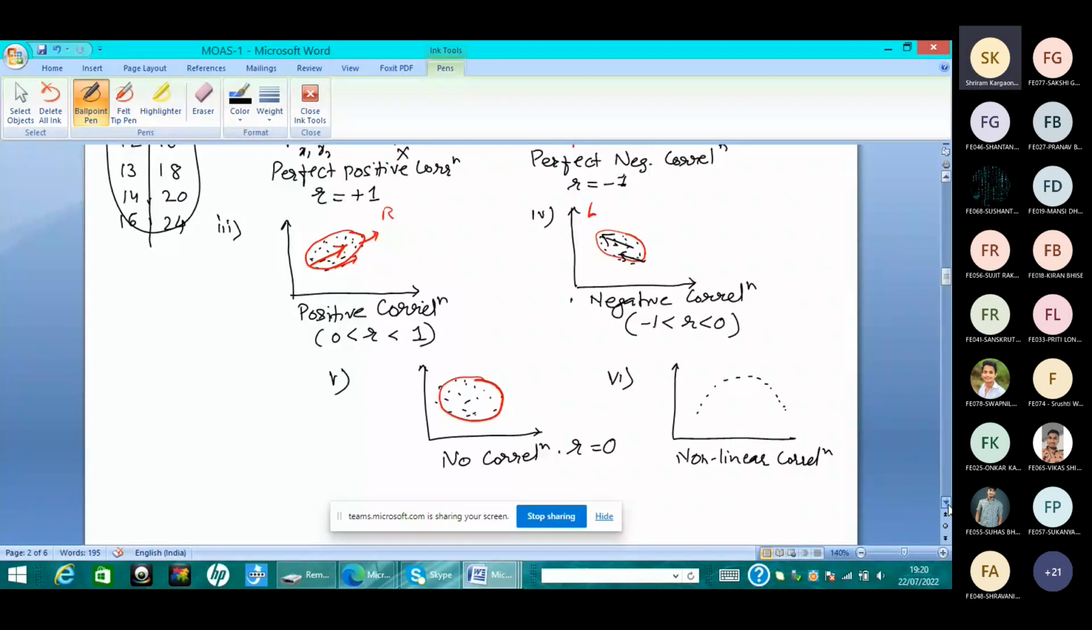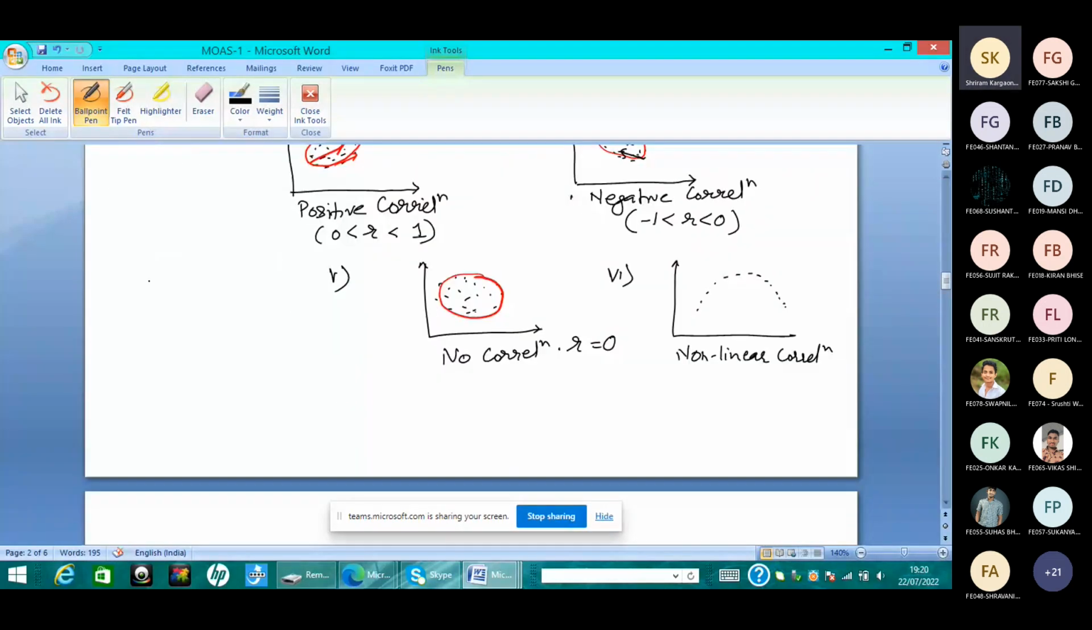Whenever you study the correlation using a scatter diagram, it does not give you the magnitude of correlation. This is just like your results being declared and you only know whether you are pass or fail, but you do not know how much marks you got in a particular subject or what percentage you have got. You just came to know that you are either pass or fail, but you do not know your marks. That is the same case over here.